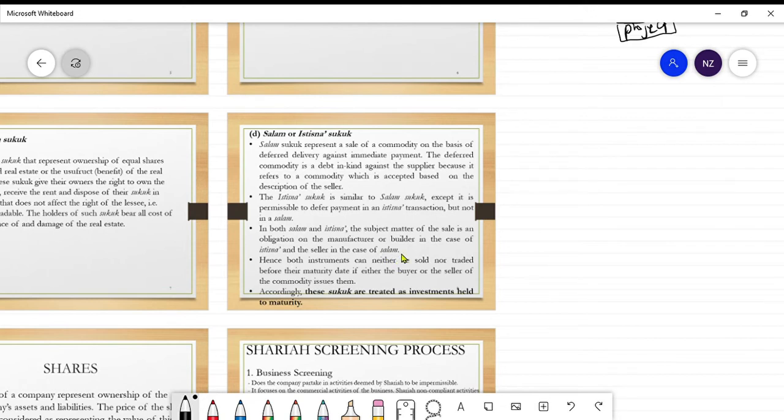Of course, macam saya cakap tadi, manufacturer sekarang ni is obliged to siapkan that house for the customer. Untuk yang seller tadi tu is obliged to deliver the goods to the salam. That's why diorang ni ada debt in kind lah. Sebab dua-dua dah bayar. The project dah dibayar, cuma diorang ni kena siapkan according to the delivered time ataupun date. Then hence, both instruments can neither be sold nor traded before their maturity date if either the buyer or the seller of the commodity issues them.